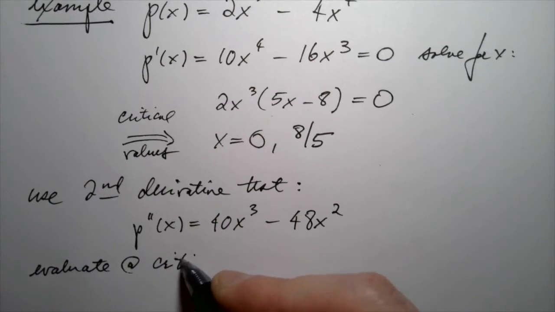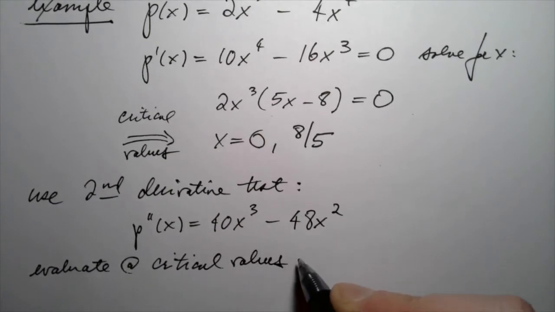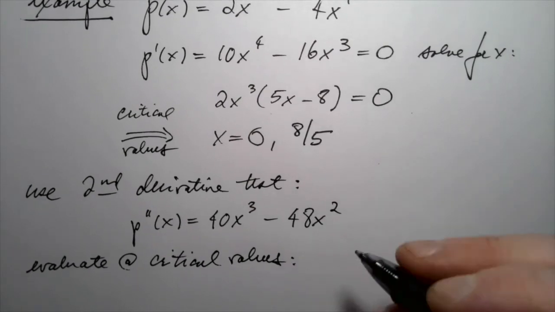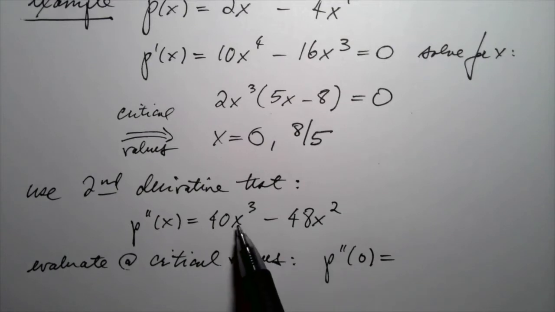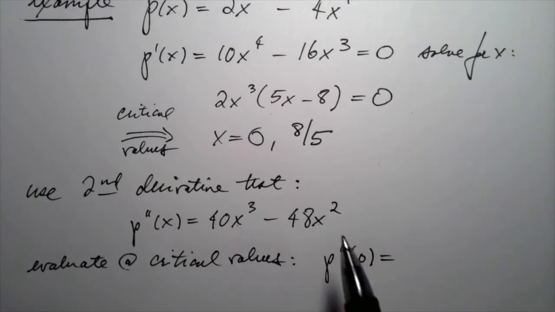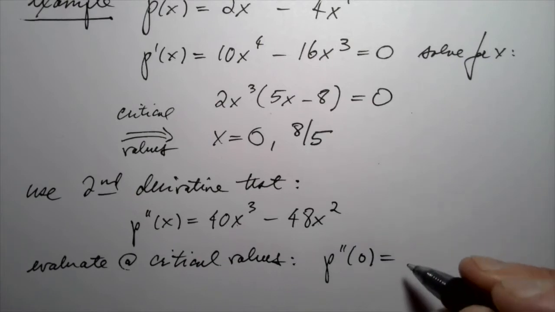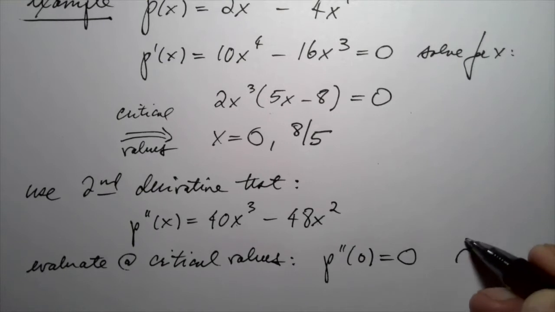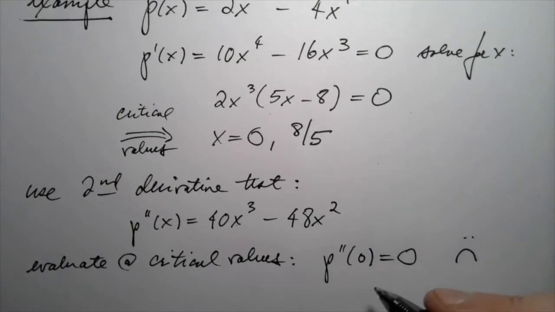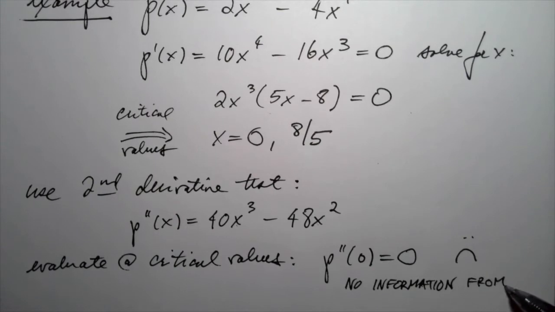It's better to use the second derivative test. Okay, so we need to evaluate the second derivative at these critical values. We need to see whether they're positive or negative there. Well, 0 is super easy, right? If we plug in x equals 0, it'll be 0 on both of those spots, so p prime prime, the second derivative at 0, is just 0. Oh no, oh, shoot. When the second derivative is 0, there's no information from the second derivative test. Shucks. So we'll have to get back to that, see exactly what we can do.